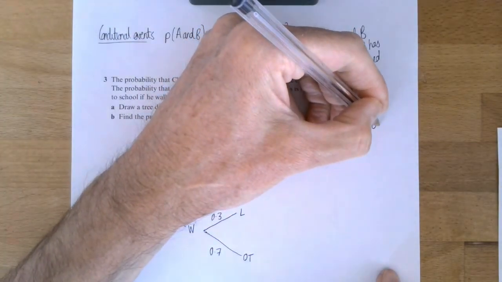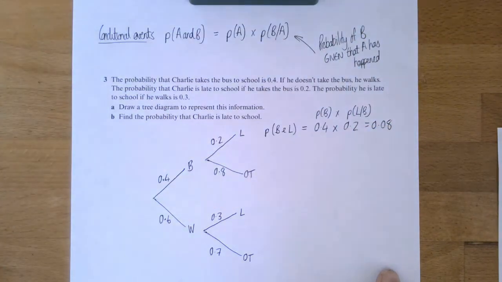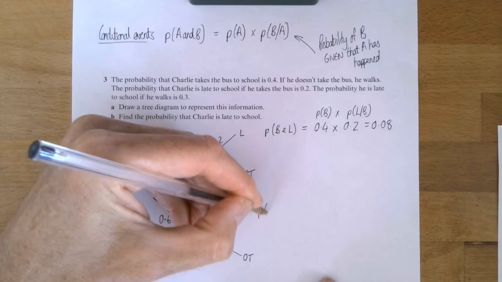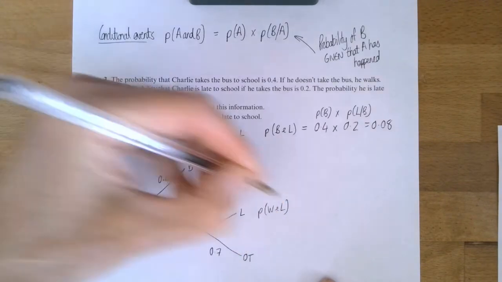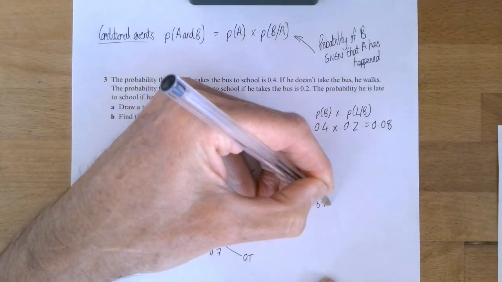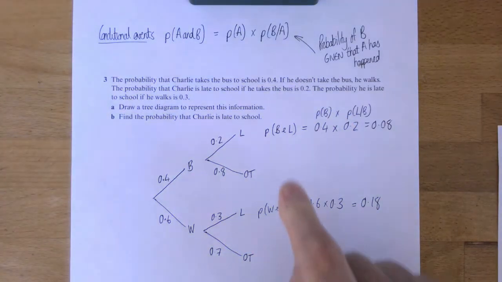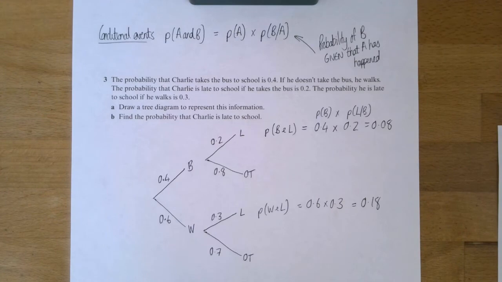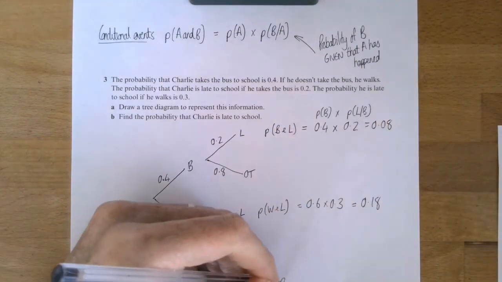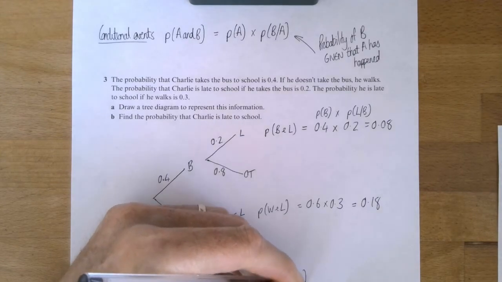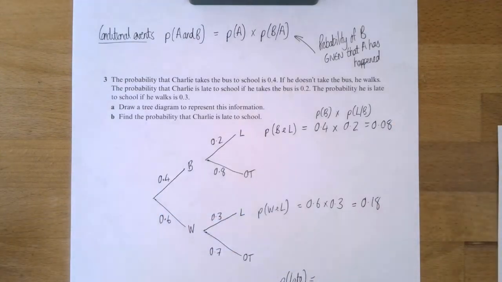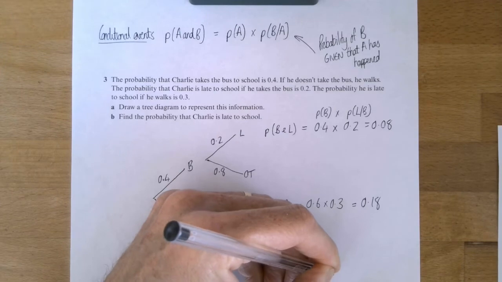So that's 0.08. The other way he can be late to school is this. So that's the probability that he walks and he's late. So that's 0.6 times 0.3. So that's 0.18. So the probability that he's late, that's this or this, we add those together. So the probability that he's late, those two added together, 0.2.